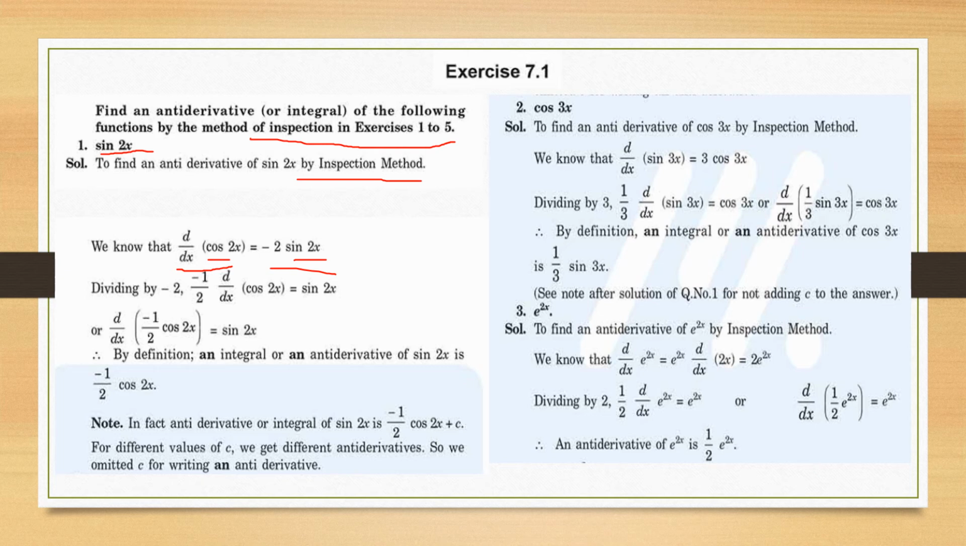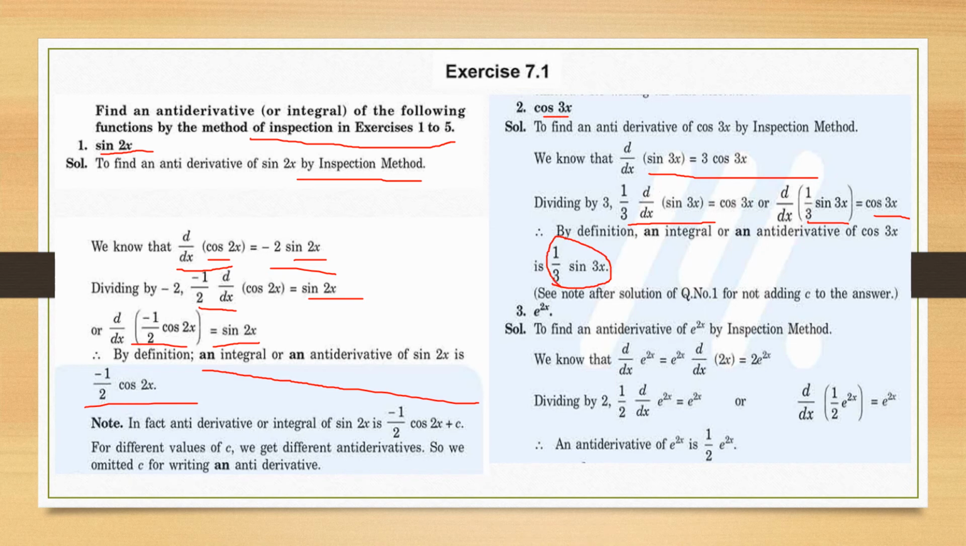Now divide both sides by minus 2. I'll get minus half d/dx of cos 2x is sine 2x. So take this minus half inside. So it is d/dx of minus half cos 2x equal to sine 2x. So that means by definition an integral or antiderivative of sine 2x is minus half cos 2x. Again cos 3x. We know d/dx of sine 3x is 3 cos 3x. So again divide by 3. I'll get d/dx of 1 by 3 sine 3x is equal to cos 3x. So the antiderivative of cos 3x is 1 by 3 sine 3x.